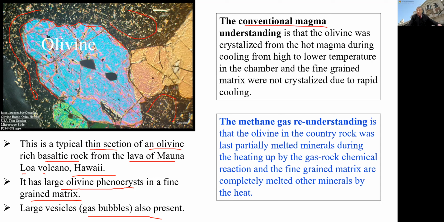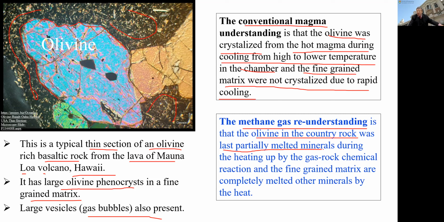So the conventional magma understanding is that olivine crystallized from the hot magma during cooling from high to lower temperature in the chamber, and the fine-grained matrix was crystallized due to rapid cooling from magma. The missing case we understand is that olivine is the control; it was not partially melted minerals during the heating up by the gas-rock chemical reaction. The fine-grained matrix is completely melted, and other minerals like quartz become the matrix. So that's the opposite, okay?